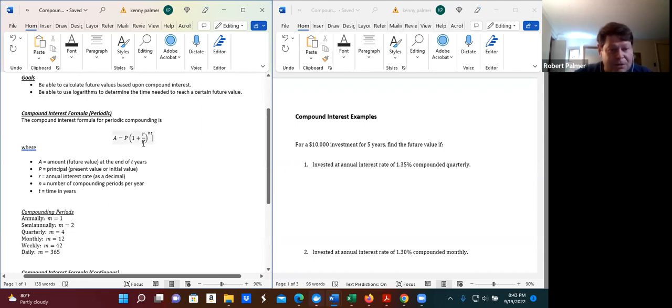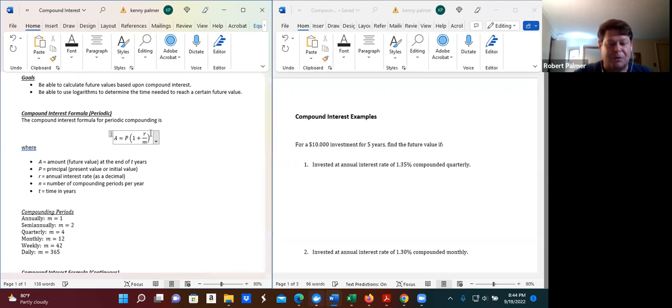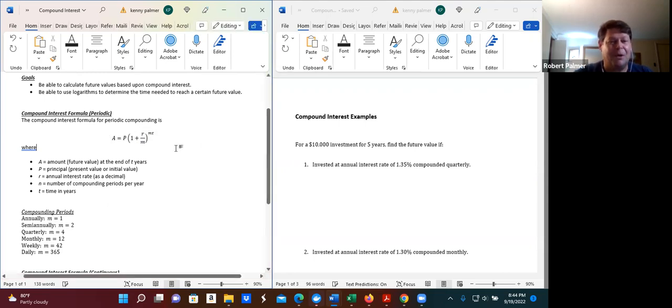Actually, I apologize, I realize I should change this. I used M down here, but most other textbooks I've seen use N. Here they're calling it M, so to be consistent, M is our compounding period per year. Let me change it here as well.